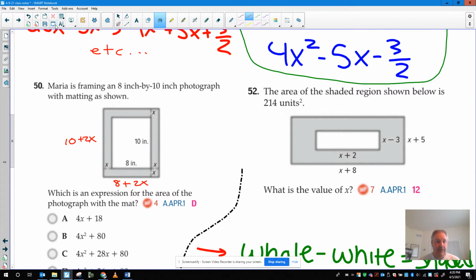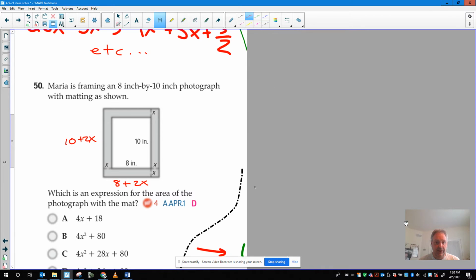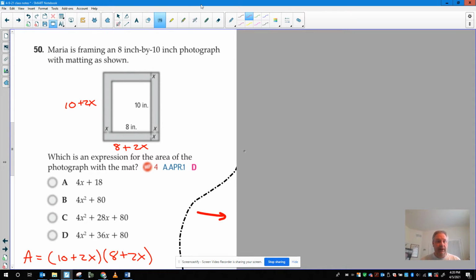For number 50, let me just focus on 50 for a second. You would first realize that since this is 8 from here to here, and we're adding another x here, that's 8 plus 1x. We're adding another x here, that's 8 plus x plus x. It's really 8 plus 2x. Same thing going up and down. It's 10 plus an x here plus an x here, which is 10 plus 2x to go from here to here, like we did yesterday.